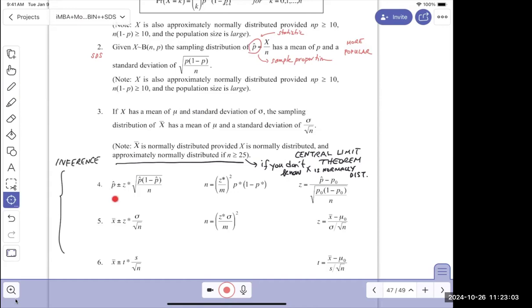The first regards the inference on what? Notice these formulas here, and I'm going to explain why I have them in columns and what all these are. Notice that none of these have P in them. This is for inference on a population proportion, without knowing the population proportion. So this is inference.